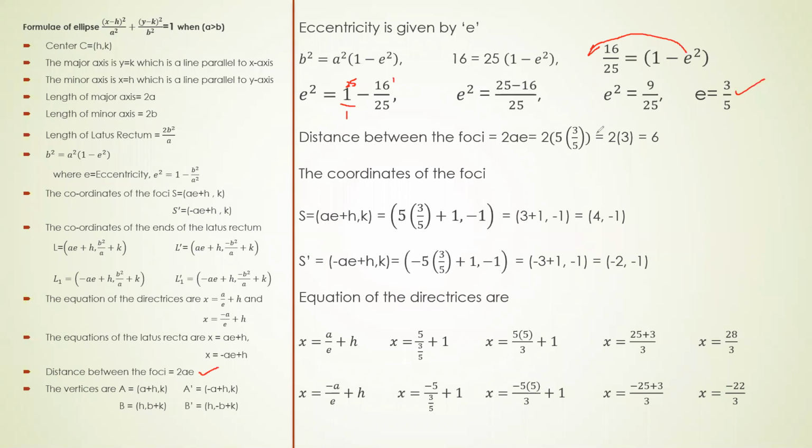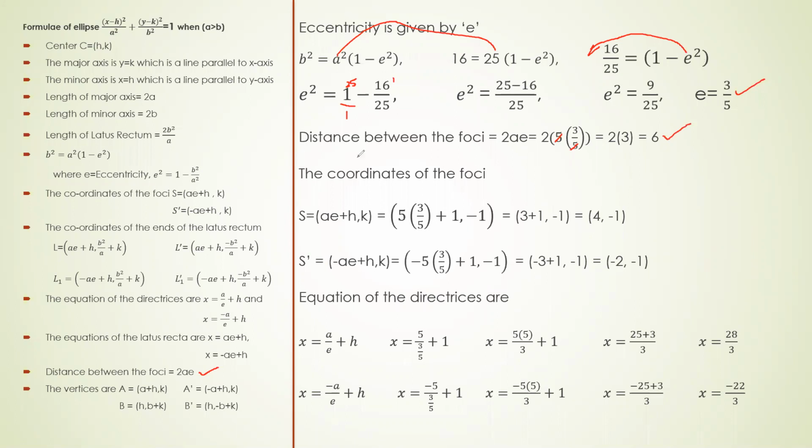Okay. Here itself, you can analyze. The a square value is 25, so the a value is 5. That also we have calculated. So 2 into 5, 3 divided by 5. 5 and 5 get cancelled because there is multiplication here. So what is left is 2 into 3. 2 3s are 6. That is the distance between the foci.